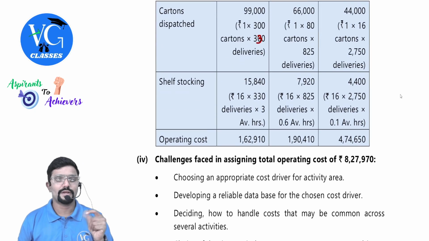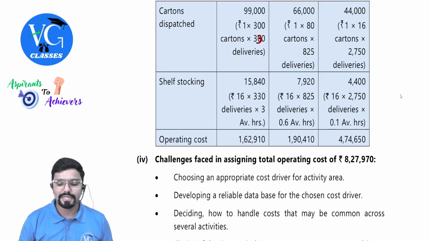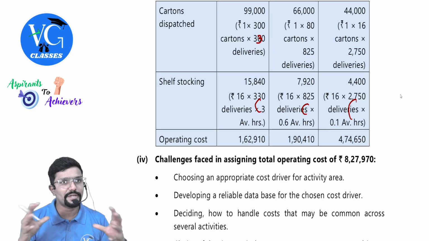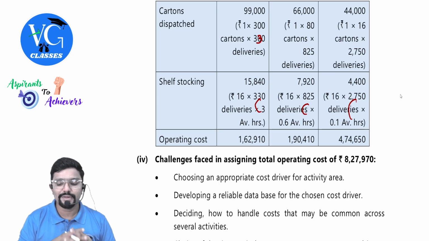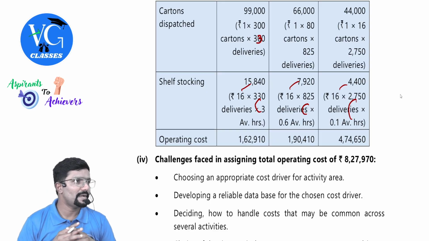Shelf stocking also they have given per delivery, guys. So 3 into number of deliveries. Here 330 is given properly. Good. 0.6 into 825. 0.1 into 2750. You will get total hours. Now what is the rate per hour? 16, 16, 16. Multiply, guys.